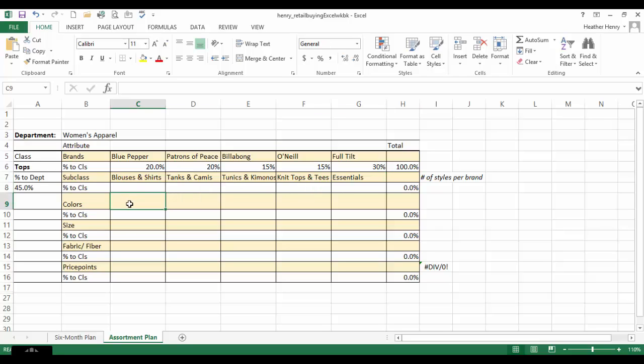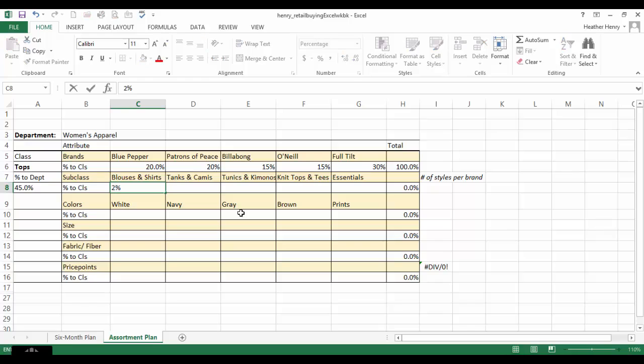So then, the different colors that I've noticed on the retail sales floor that were very popular within the women's tops included white, navy, gray, brown, and a lot of print still happening out there. Oh, let's take one step back. We'll go back to the subclass.